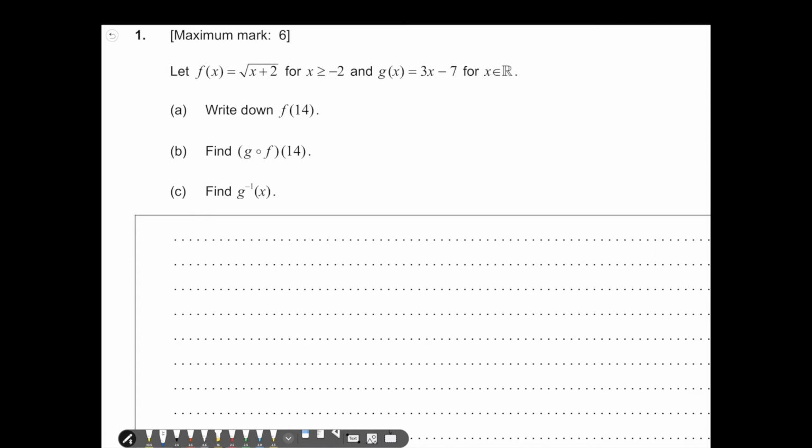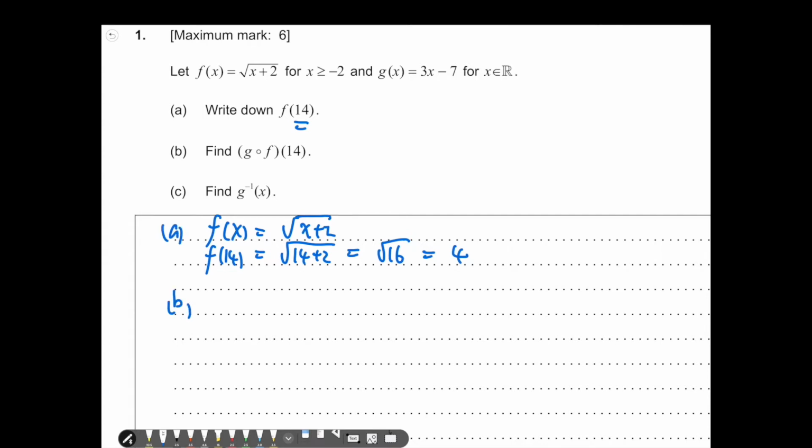So it's now asking us to write down f of 14. We have the function f(x) equal to the square root of x plus 2, and then we just plug in the value 14. So 14 plus 2, and the square root of 16 is 4. So that is for part A.